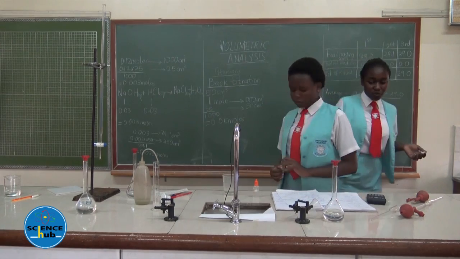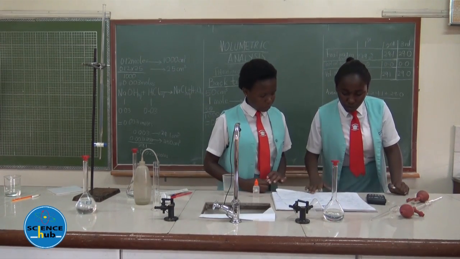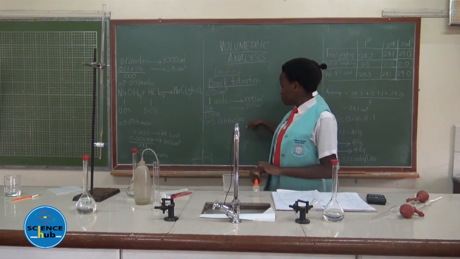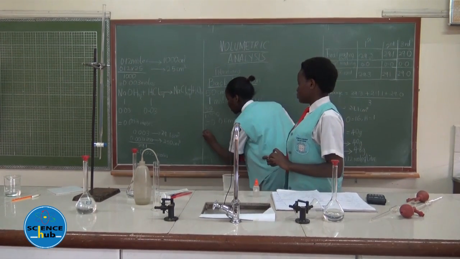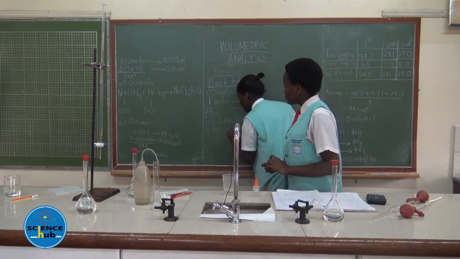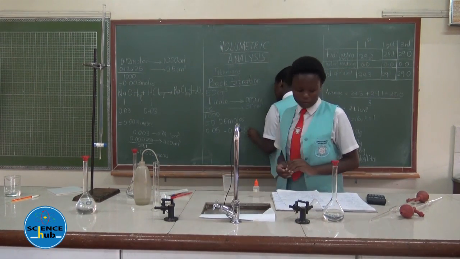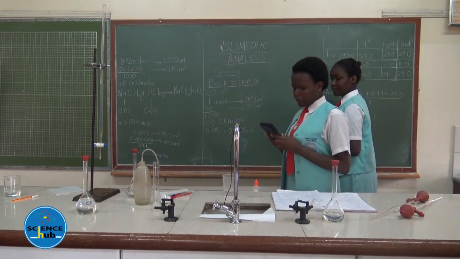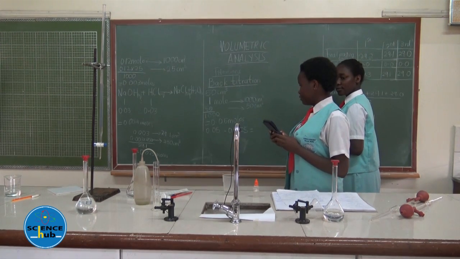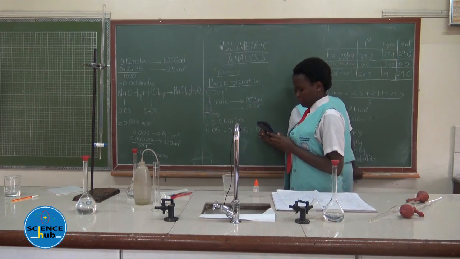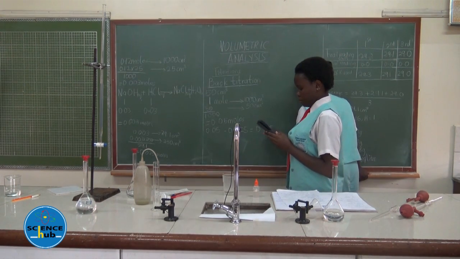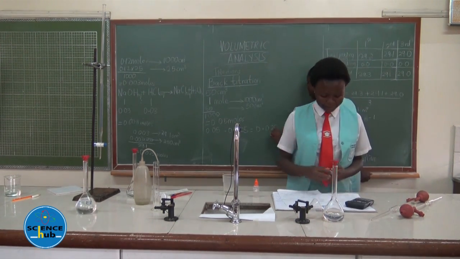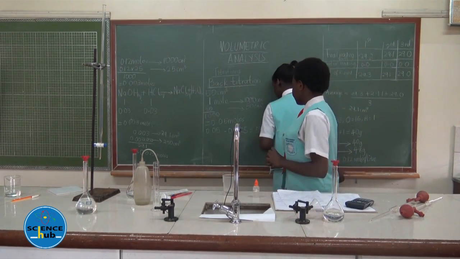Last to get the number of moles that have reacted, we will take the moles that remain from the moles that are provided to get those that reacted. So it's 0.05 minus 0.025 to give us 0.025. So these are the moles that reacted.